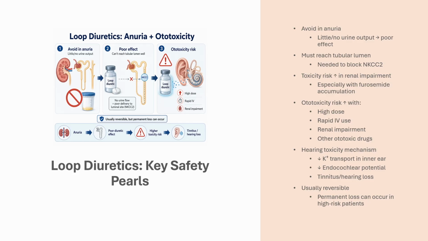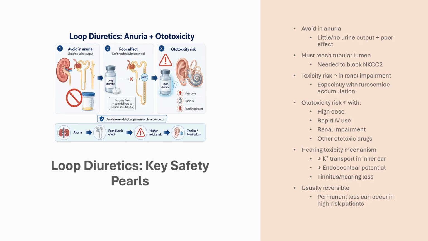This can rapidly reduce the endocochlear potential, which is the electrical gradient that allows hair cells to detect sound, which can result in outer hair cells losing their ability to amplify sounds, leading to hearing changes, tinnitus, and hearing loss. Loop diuretic ototoxicity is usually reversible, but irreversible hearing loss can occur.